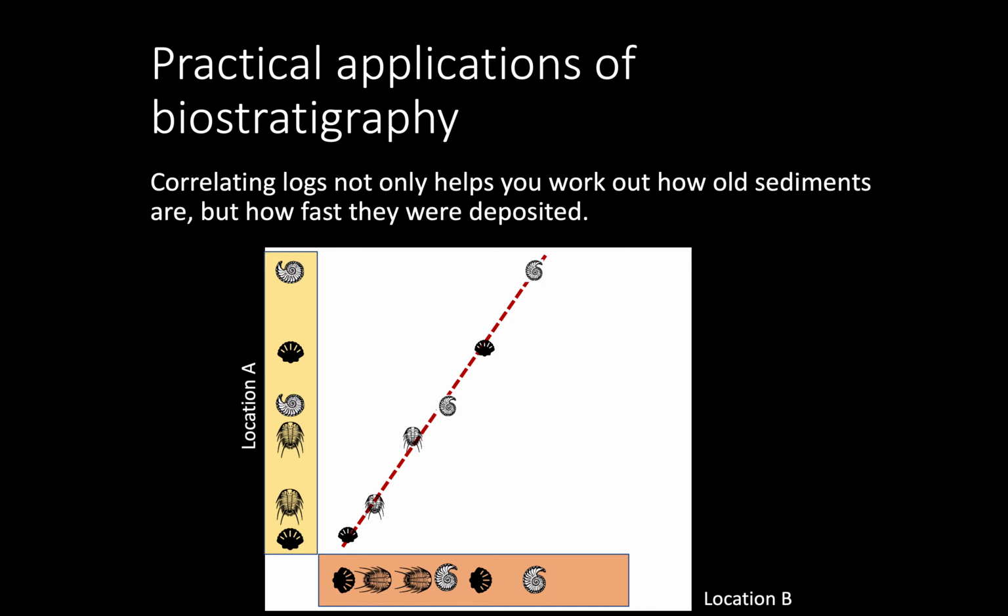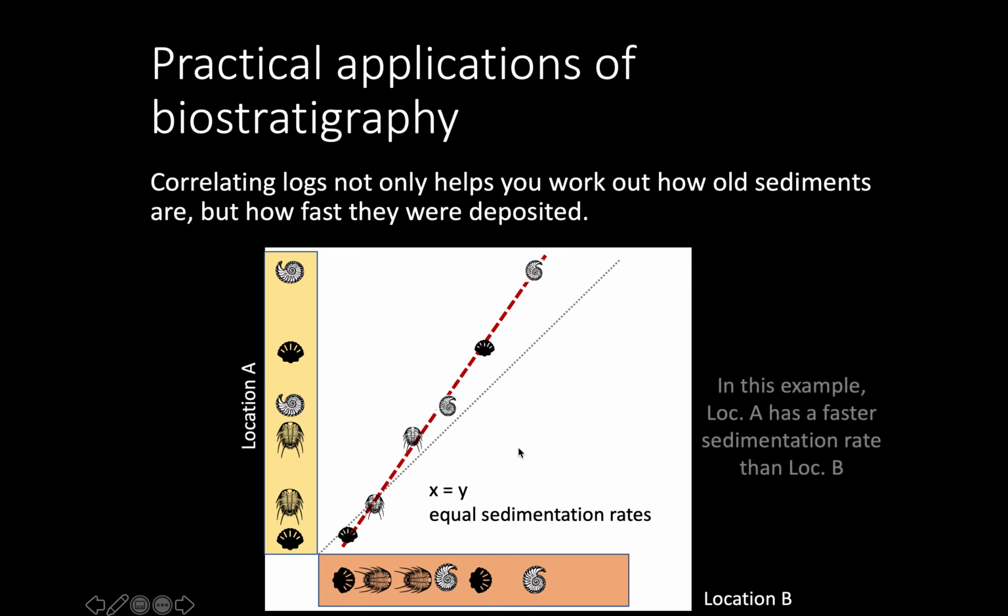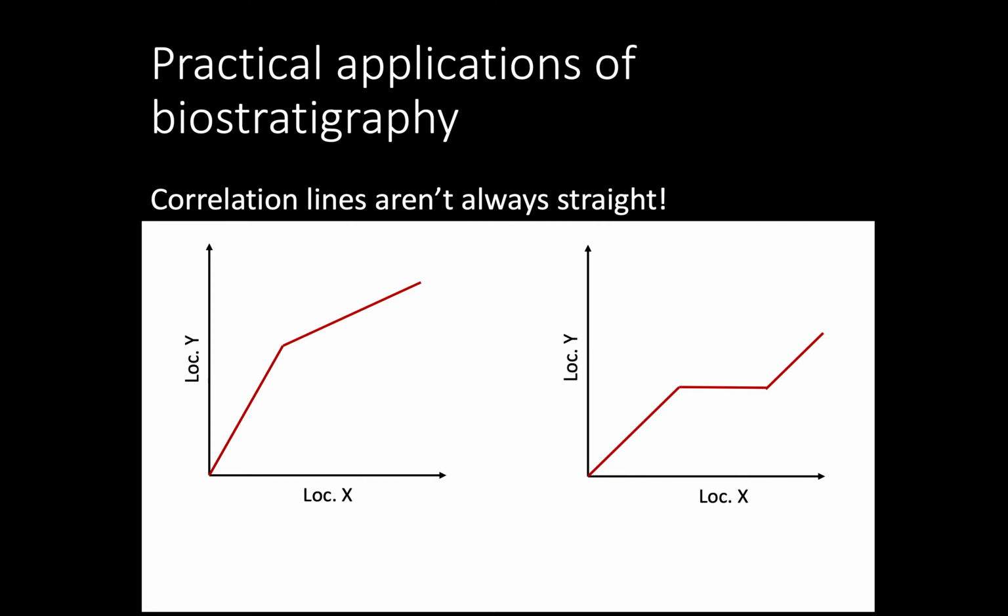We can correlate logs, and we can figure out how fast things were by plotting them. If X and Y were equal rates, we actually see that location A was depositing a little bit faster in this particular time. So that's one cool thing that we can do, and you'll get more practice with this in a little bit when you start your in-class assignment.